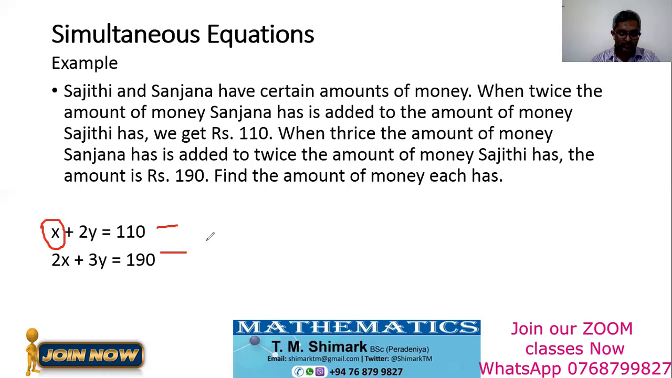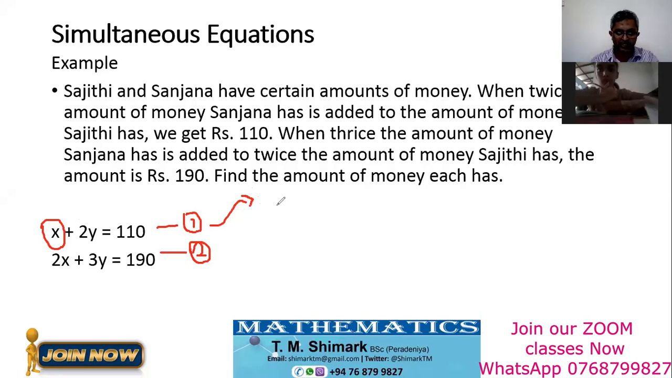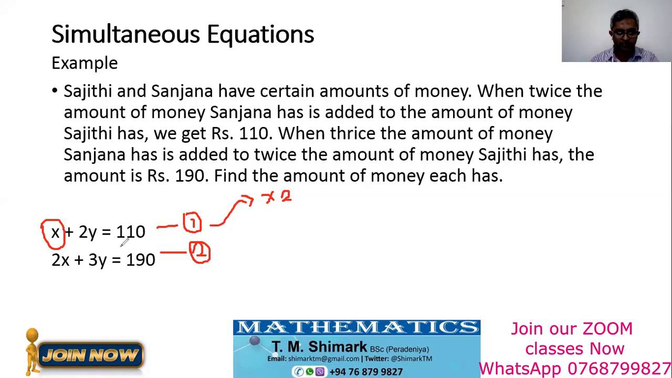So x and 2x is there, right? So I'll get rid of one guy. X I can get rid of. So I take this as equation 1 and this as equation 2. First equation, I don't want x, so the first thing I will do is multiply equation 1 by 2. Then you will get 2x plus 4y equals 220, right?